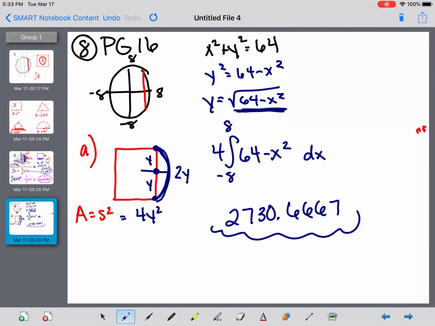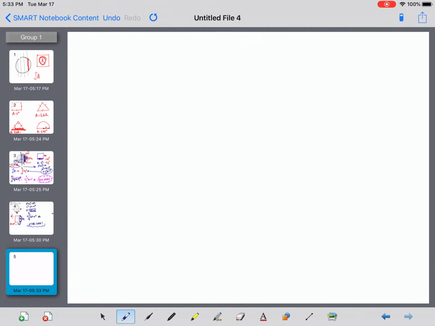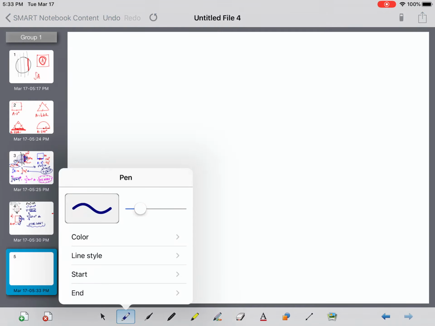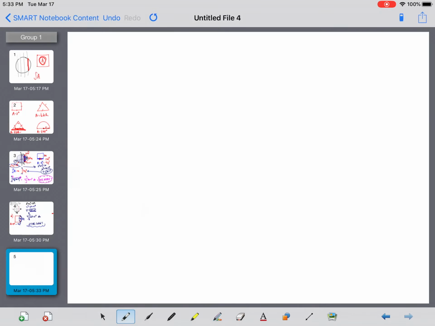Now let's do it where the cross section is an equilateral triangle. So again, we're still bound by that same circle. This is part B. We're still bound by that same circle. So our equation of our circle is still here. All right. But now we're looking at the cross section being an equilateral triangle.